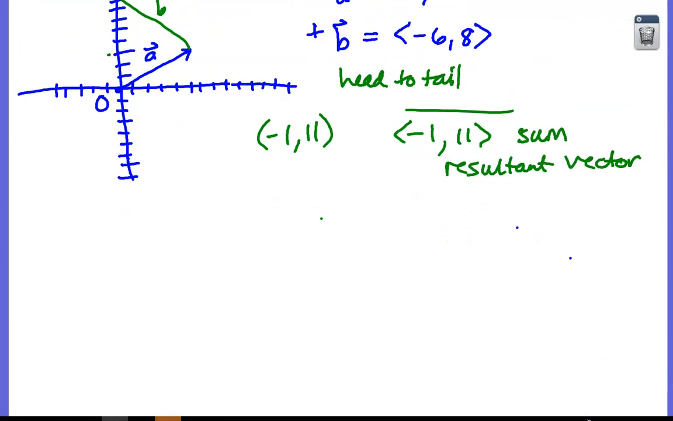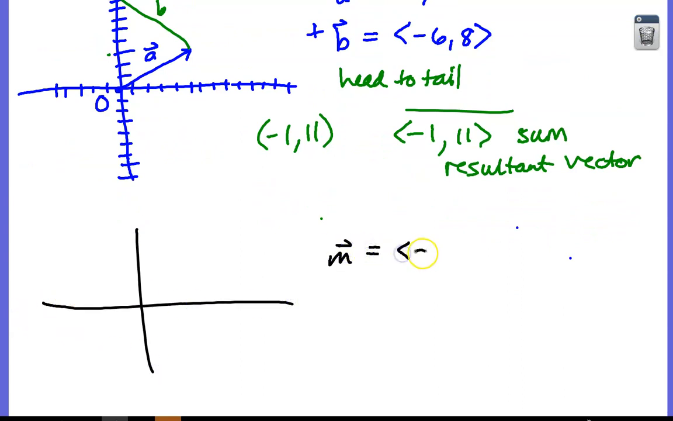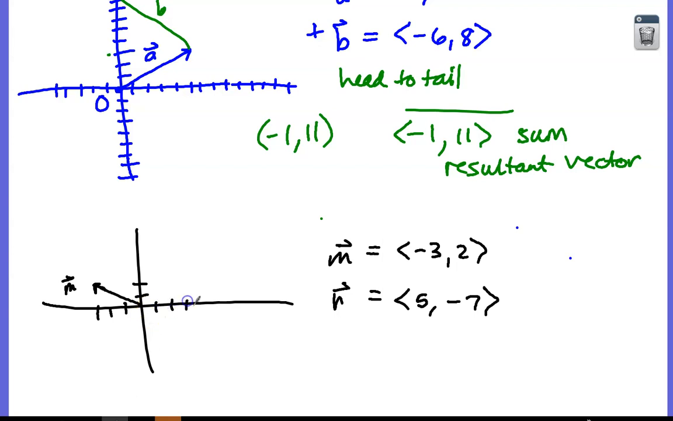Now we can also do this if we put the two vectors as position vectors. So I'm going to do two new ones. We'll say vector m is negative 3, 2, and vector n is 5, negative 7. We can put them both here. I could do the head to tail method, but we're going to do it this way. I'm going to do them both as position vectors. So negative 3, 2, here's vector m. And then I'm going to do 5, negative 7.